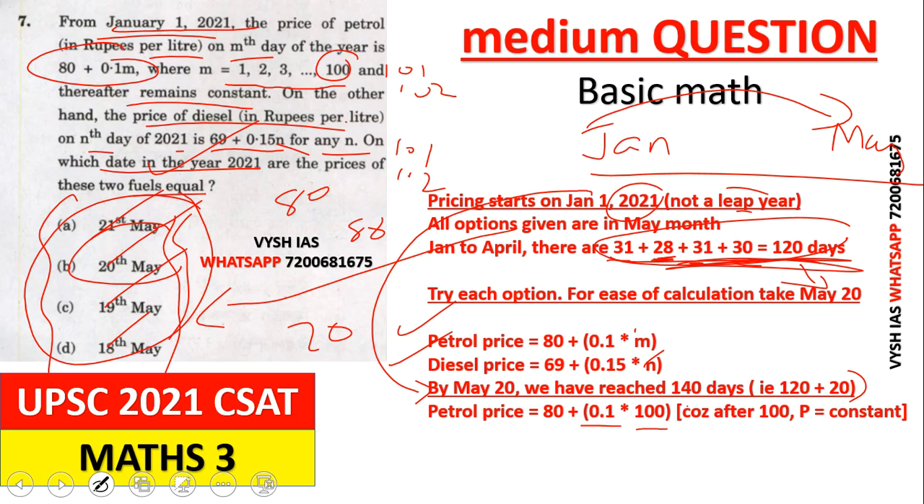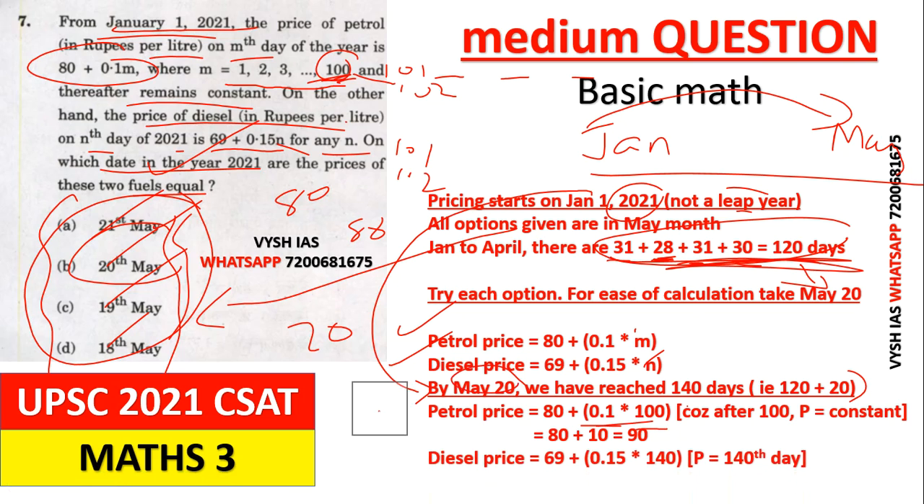I am not putting 140 here, because in the question it is told that after the 100th day, 101st day, 102nd day, 103rd day, 104th day, whichever day you take, the unit should be taken as 100. After that, it's constant. So we took that. And then if you substitute it, 80 plus 0.1 into 100 is 10. So total is 90. 90 rupees is the price on May 20. Petrol price is 90 rupees.